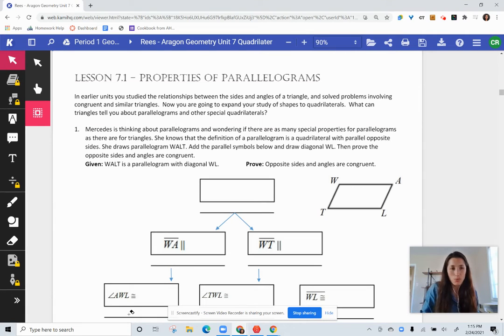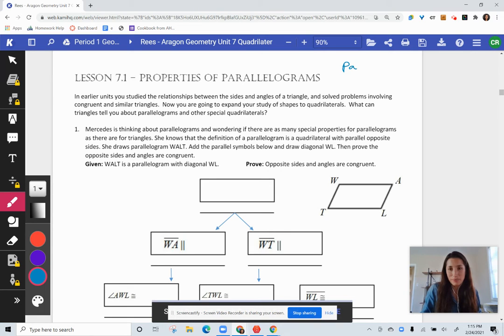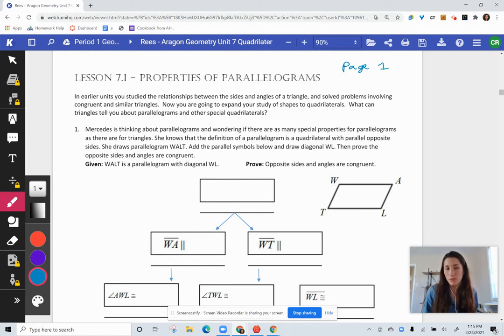All right, we're on page 1 of our Unit 7 packet here. So this is our first lesson in the unit. And what we're looking at here, we're trying to prove what the properties are for a parallelogram. And so we're going to draw on some of our prior knowledge from last semester, with our congruent and our similar triangles.